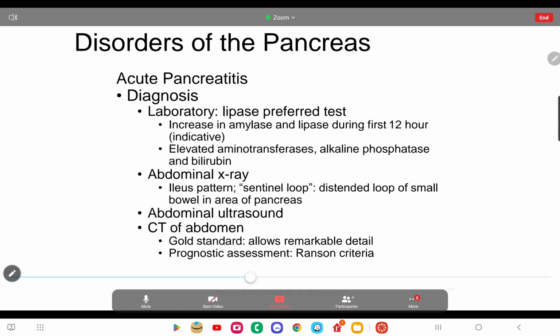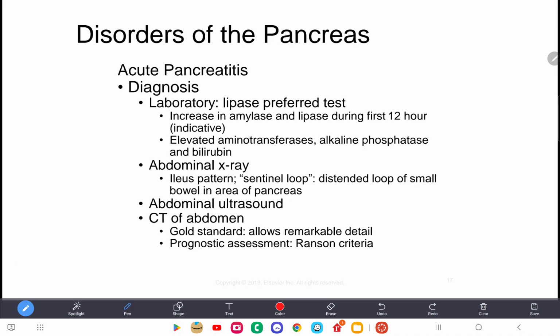Acute pancreatitis diagnosis, lipase. So you could see lipase, abdominal X-ray, but the one that you have to pay attention to. So the most important, lipase, the most specific one, and the gold standard, CT scan. Those are the two most important that you have to pay attention to.